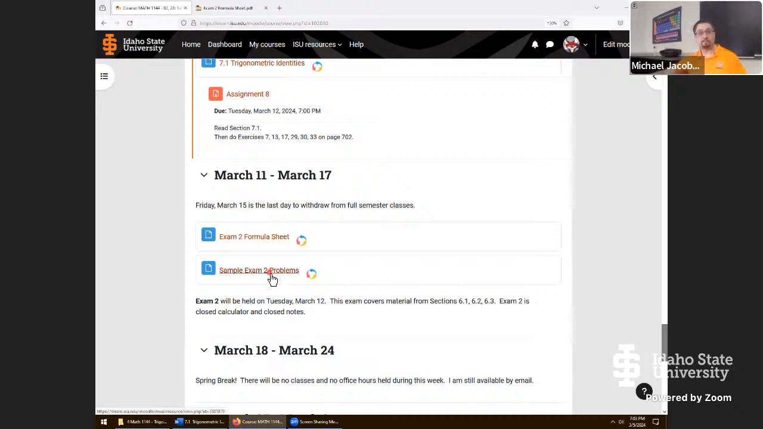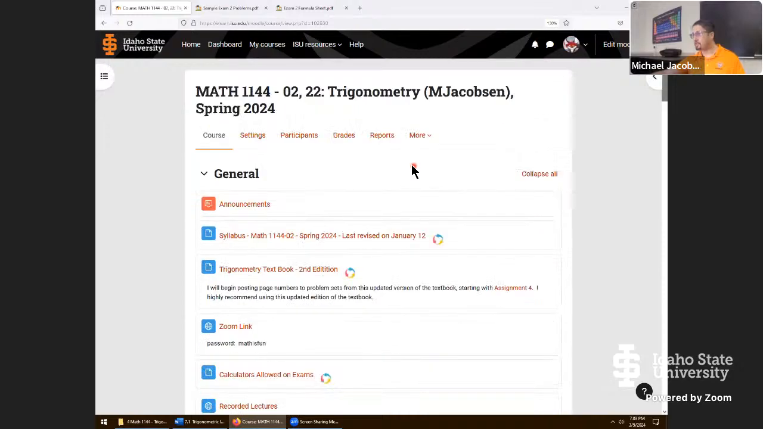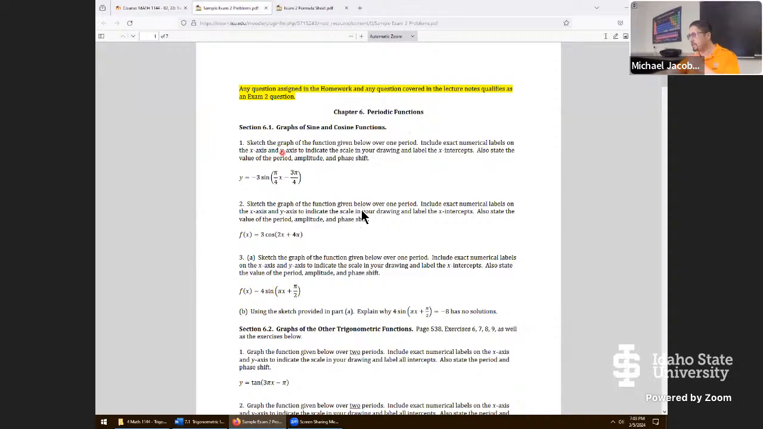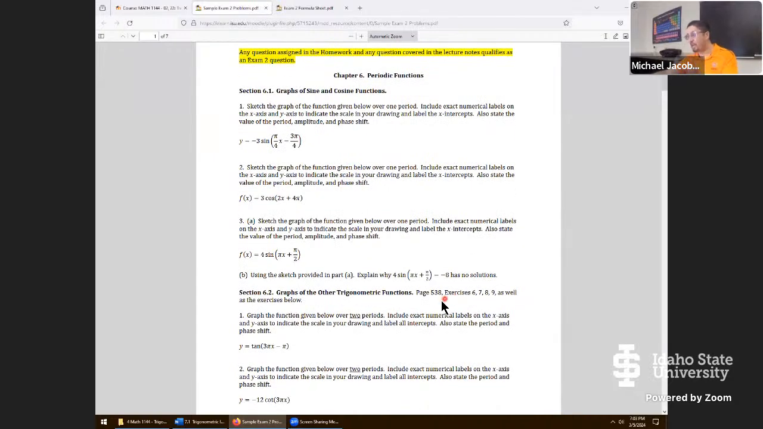And so you can also go here, the sample exam 2 problems. This document is kind of a hybrid. Some of the problems are coming out of the textbook itself, the second edition. Oh, that means I might have to double check my page numbers. I've been having page number issues. So if my page numbers are wrong, where these problems actually come from are at the end of section 6.2, but that's another spot where I have to double check.